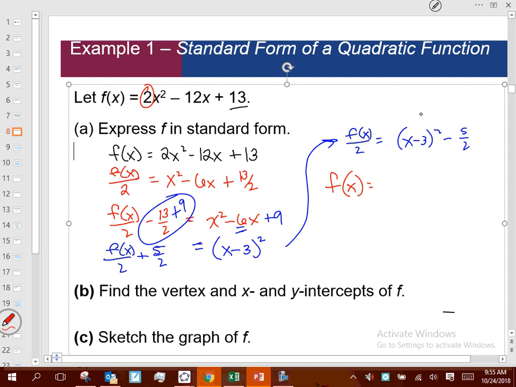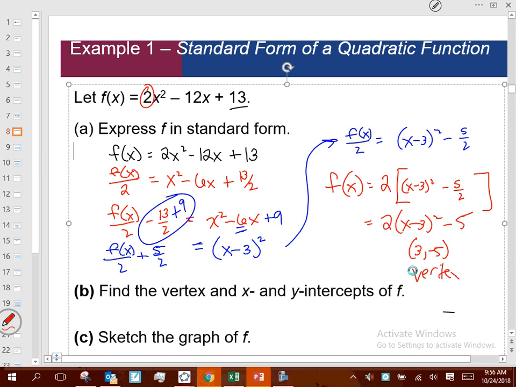Now here, these are two objects, and this is what people get confused with. I think if I'm multiplying both sides by 2, I'm really doing this: object number 1 multiplied by 2, object number 2 multiplied by 2. If you distribute that correctly, you get this. Minus 5. Telling me then 3, negative 5 is my vertex because of this transformation.